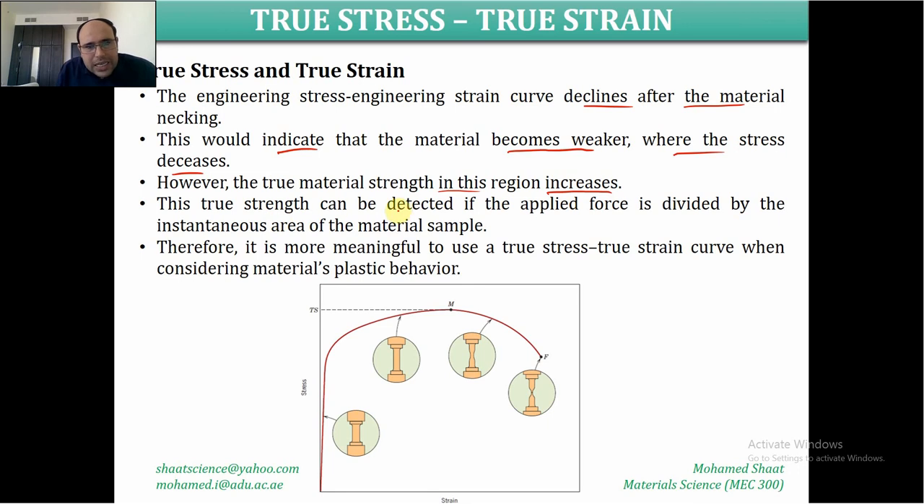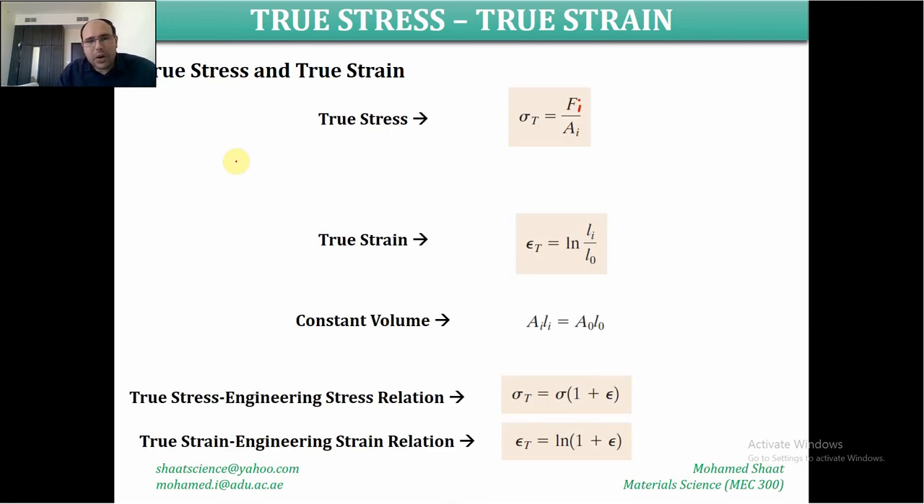This true stress can be determined if the applied force is divided by the instantaneous area of the material sample. Therefore, it is more meaningful to use the true stress, true strain curve when considering the material's plastic behavior than the engineering stress, engineering strain curve. Since we are interested in the plastic behavior of the material, the true stress, true strain curve is more accurate than the engineering curve. Make sense? And this is how we can calculate the true stress and the true strain curve.